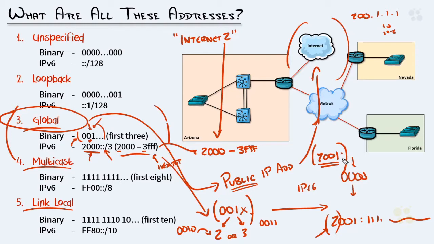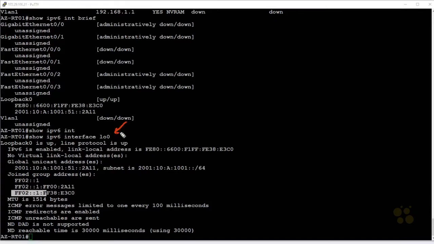Now, let's talk about the multicast address. Just a little refresher. We had that show IPv6 interface, and we saw that this interface had joined the group addresses this, and this.